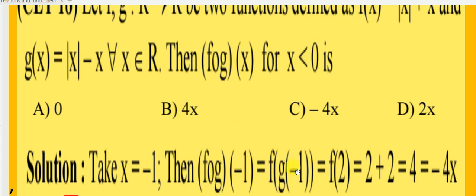For values such as x less than 0, I will get minus 4x here. The answer is minus 4x, because for x less than 0 we have option C as the right answer, because f composition g of minus 1 is equal to 4. When you consider minus x here, you will get the value 4, because if x is less than 0, I have to take this x as minus x. So therefore it is minus 4x. Minus 4x is the correct answer. Option C is the right answer here.